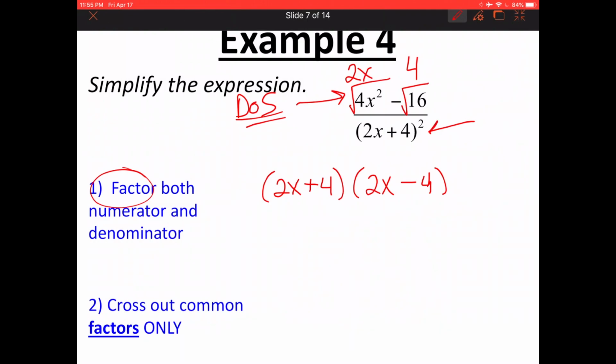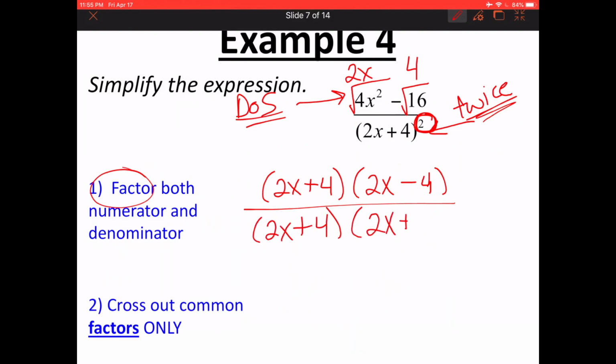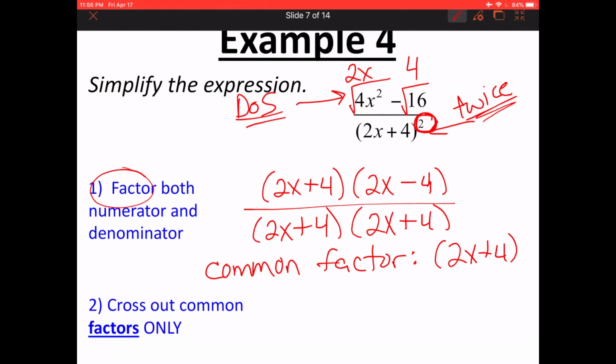In the denominator, there's really nothing to factor. But what does that little 2 mean? That 2 means that the factor shows up twice. So in the denominator, I really have 2x plus 4 over 2x plus 4. So what is my common factor? What do both the numerator and the denominator share? They both share 2x plus 4.